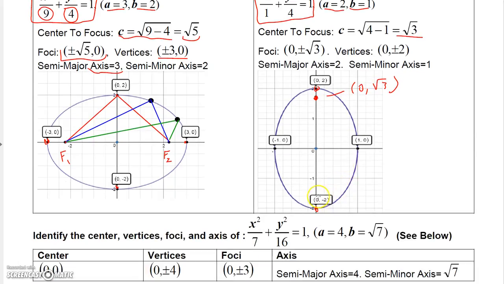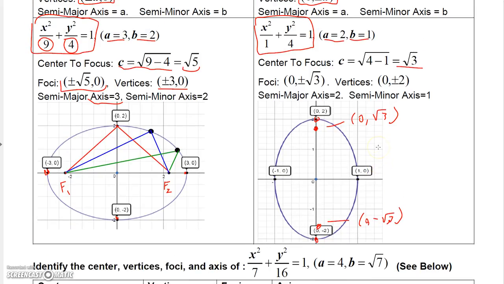And then this point down here, which you can't see because it's hidden behind this, is the point 0, minus the square root of 3. And so those are the two foci. Okay, and then the vertices are the points 0, 2, and 0, minus 2. So that would be this point here and this point down here.